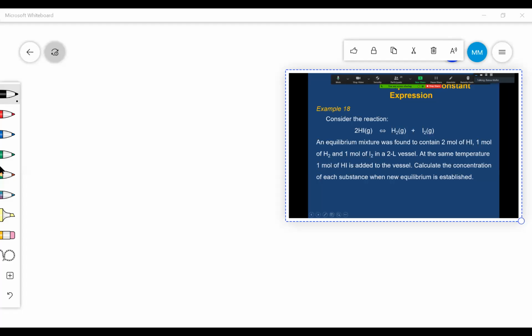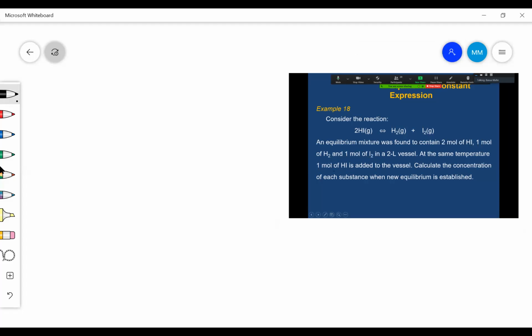All right. How to solve this question? Consider the reaction. We have the reaction here, and an equilibrium mixture was found to contain 2 moles of HI, 1 mole of H2, and 1 mole of I2 in a 2-liter vessel. At the same temperature, 1 mole of HI is added to the vessel. Calculate the concentration of each substance when the new equilibrium is established. Here, which one is the disturbance? 1 mole of HI added, this is the disturbance, isn't it?